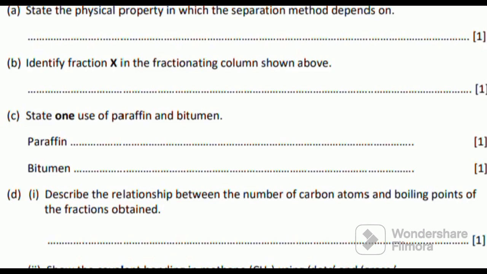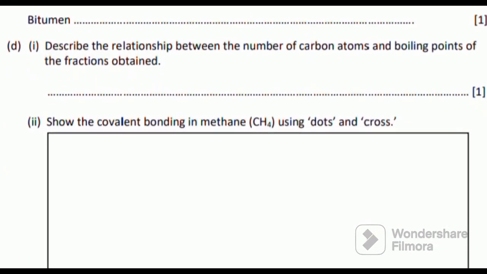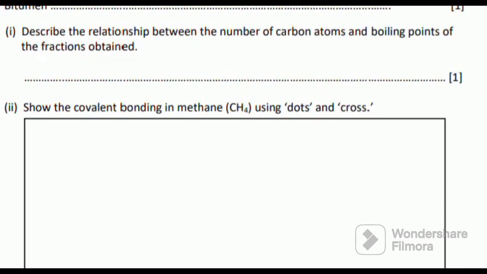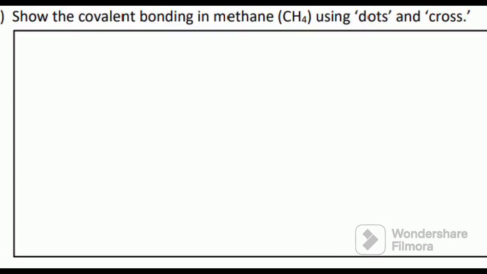Okay. Question D2. Show the covalent bonding in methane using dots and crosses. So how can we show the covalent bonding in methane? Let us try to draw it. Methane has one atom of carbon, so we are going to draw a circle.